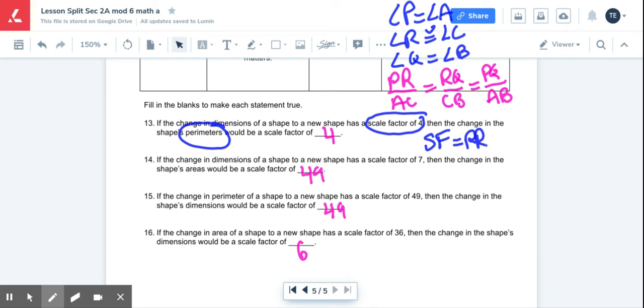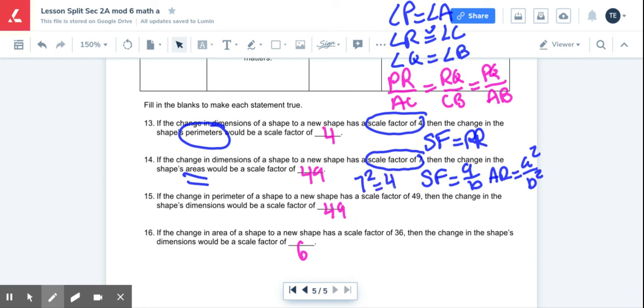Number 14, if the change in the dimensions of the shape had a scale factor of 7, so we have a scale factor of 7 for the dimensions, the change in the shape's area. Scale factor is not equal to area. If scale factor is a to b, which is one-dimensional, the area ratio would have to be a squared to b squared. So we had to take the 7 and square it. That's where that 49 is coming from.